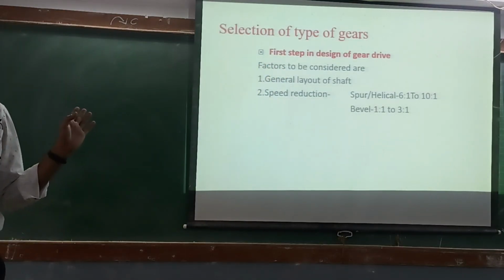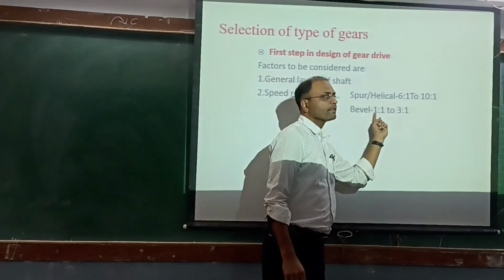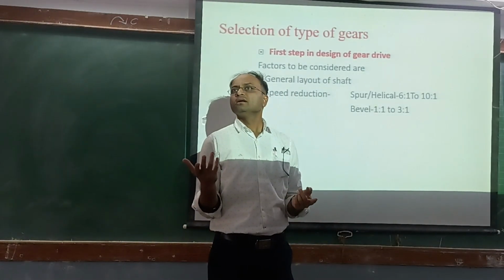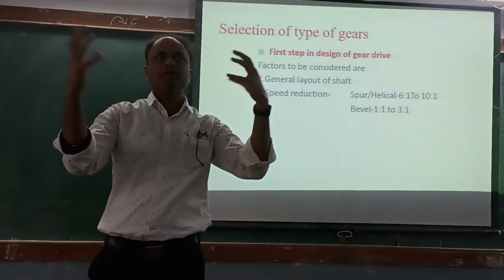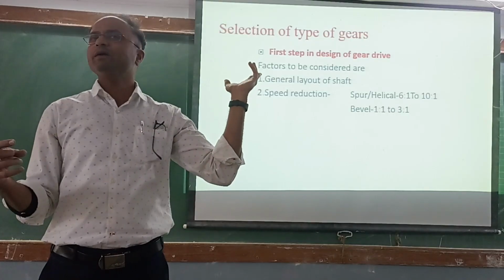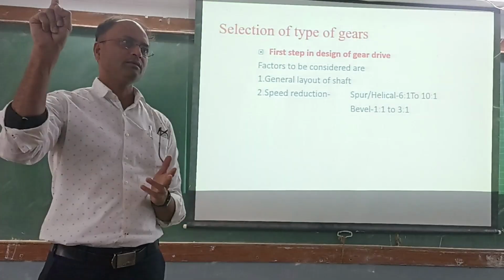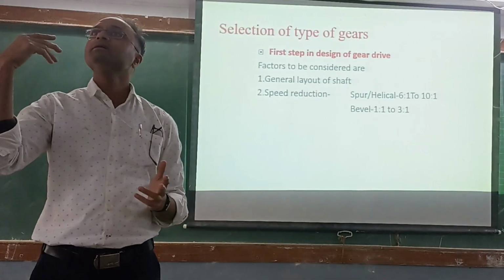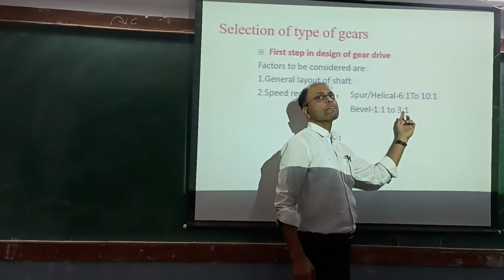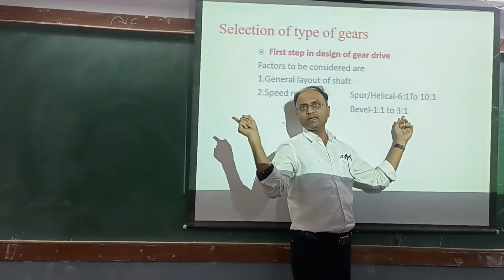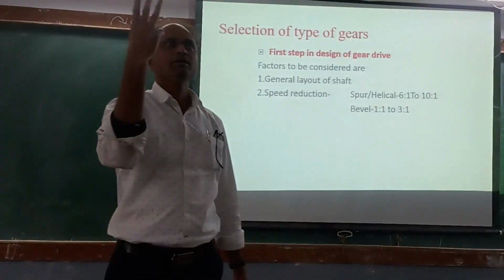Bevel gears are generally used for, what do you understand by this 1:1 and 3:1? That is the reduction ratio. 1:1 means both the gears have the same diameter. We discussed in the previous unit. When both the gears have the same diameter, what will be the speed ratio? Same, that is 1. That means both the gears will rotate at the same speed. That is 1:1. And whenever I say 3:1, that means the driver gear at 3 speed, the driven gear will be at 1 speed. That is a reduction of 3.